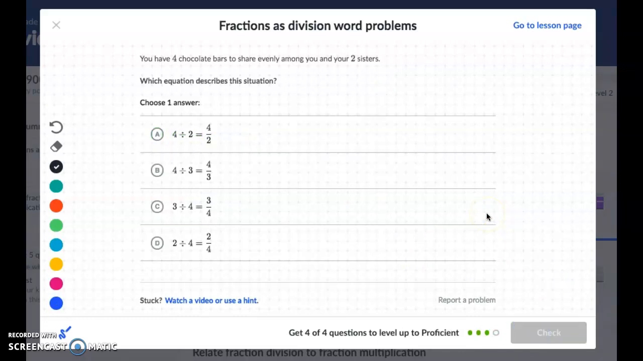You have 4 chocolate bars to share evenly among you and your 2 sisters. So again, what's being split up? The 4 chocolate bars, and we're dividing it by you and your 2 sisters. So we're dividing it by 3. So 4 divided by 3. Okay, again, notice whatever's being split up is our top number here.